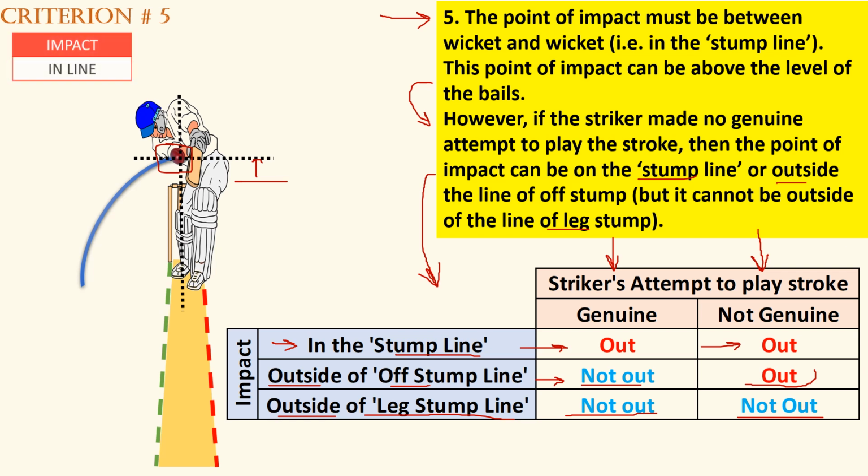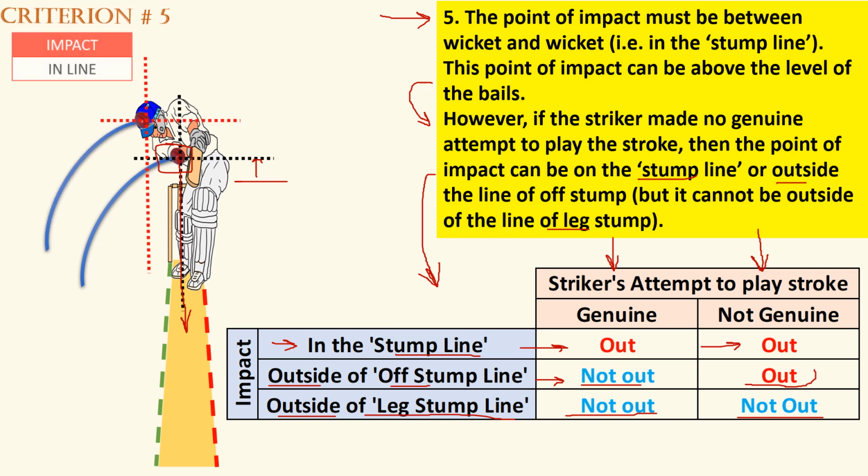in this case. The second thing to notice is that the point of impact is within this yellow area, that is within the stump line. Therefore, the batsman can be given out L.B.W. regardless of the attempt's genuineness, that is whether the batsman was trying to play the stroke genuinely or not, the batsman can be given out L.B.W.